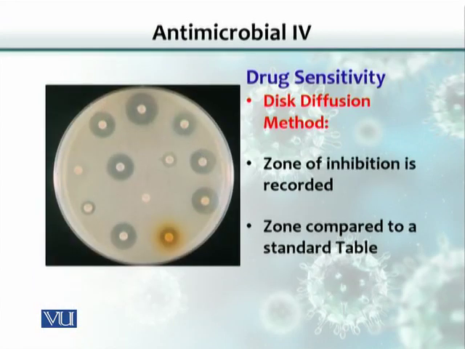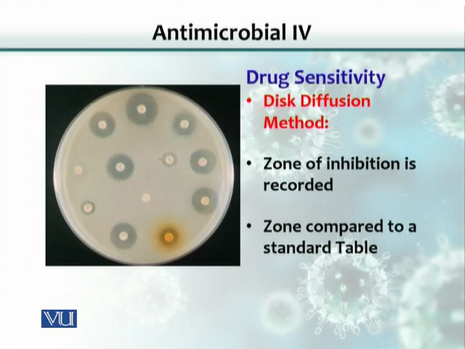This is a picture that shows that. As you can see, these white discs are paper discs that have been soaked in various antibiotics. Around the antibiotics, you don't see the growth of the organism. This clear area around the disc is called the zone of inhibition, and it is measured. This measurement is then compared with a standard table.